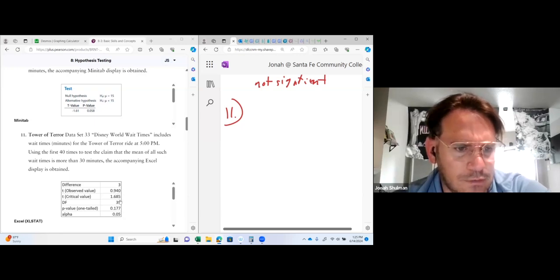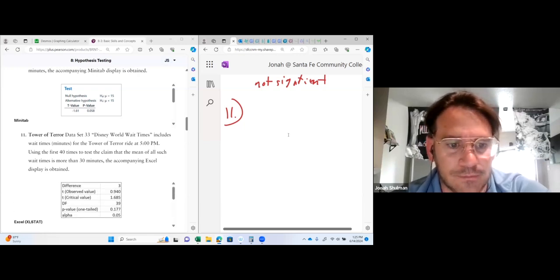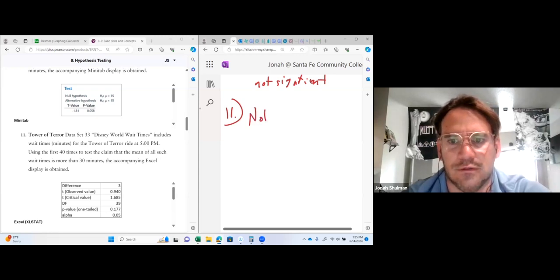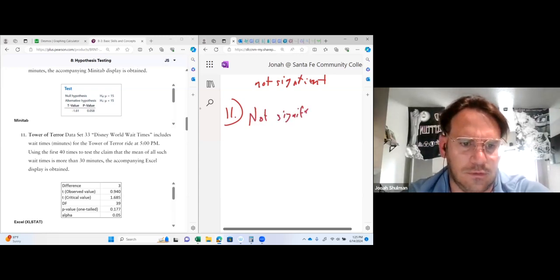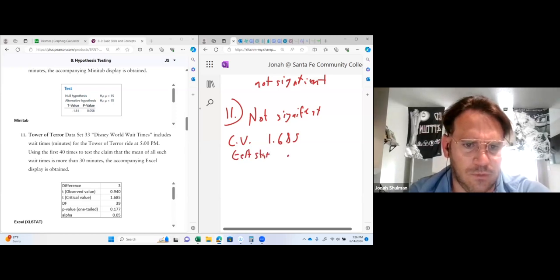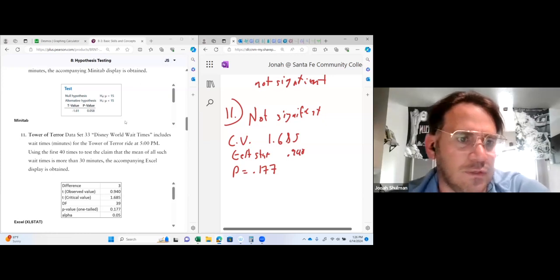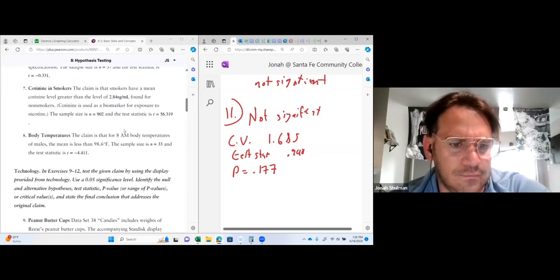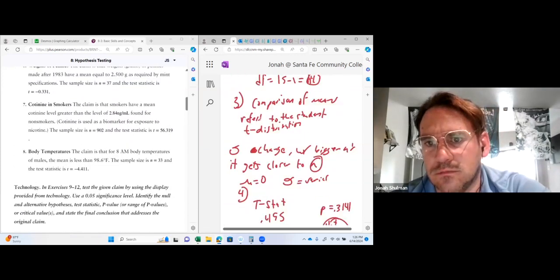So it's not significant. They shove this into Excel with the data. So 11 is not significant. The critical value is 1.685. The test statistic is 0.940. This is not above this. It also gives you the p-value of 0.177. Either way, it's not significant for 11. You guys can write the conclusion, which will be fine.